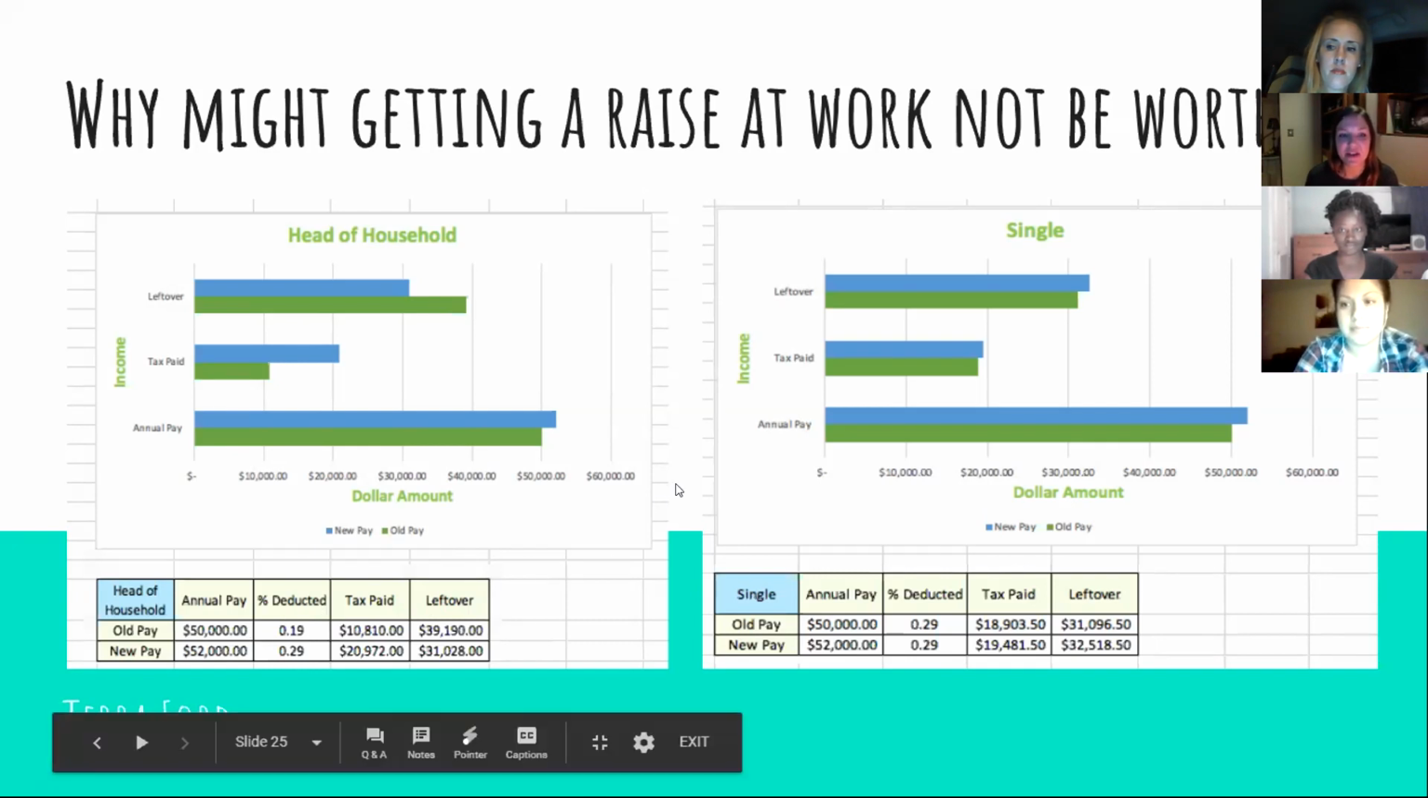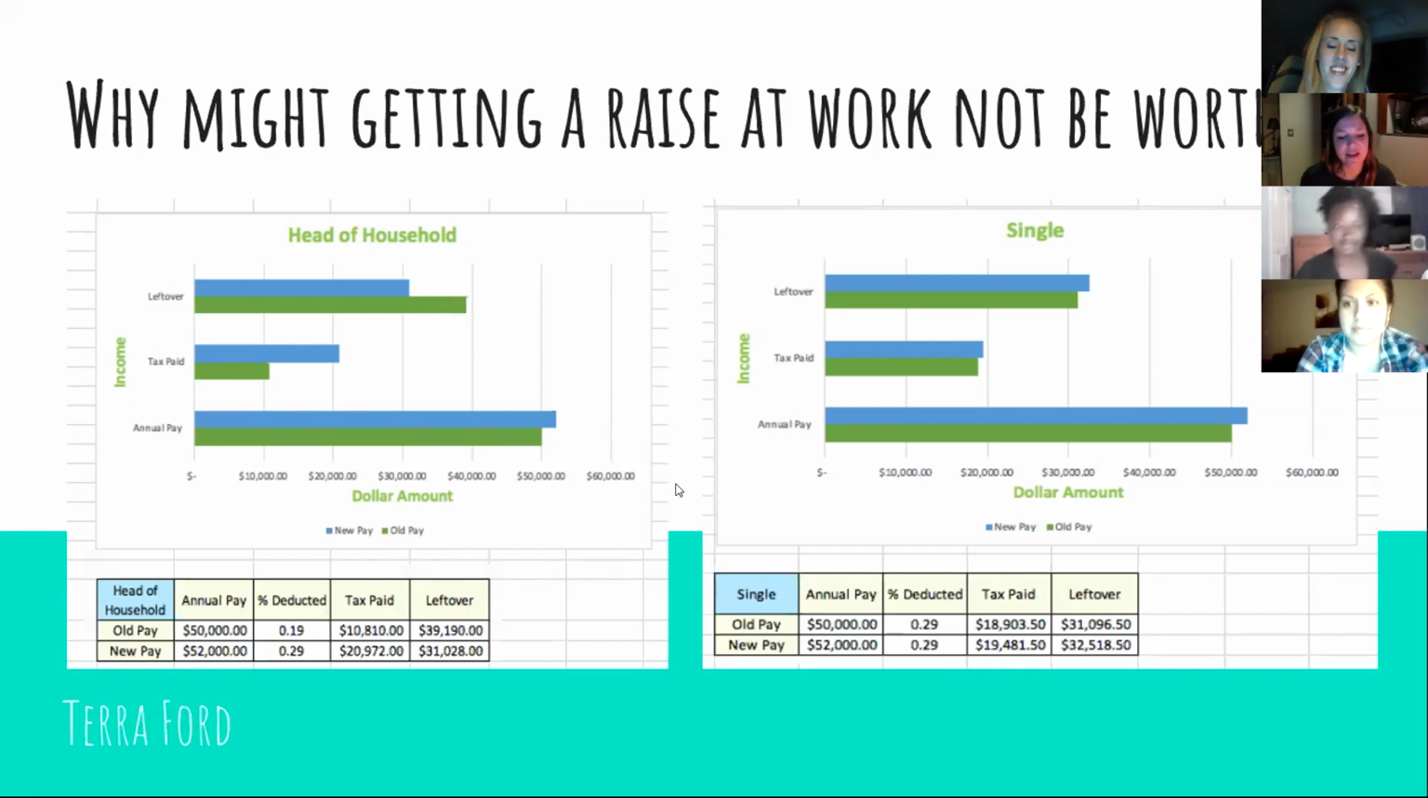Depending on how you file your taxes with the same raise, the tax bracket table has different income limits, so the raise could actually be worth it. And you can see the difference in the amount left over comparatively in the new and old pay. Wow.